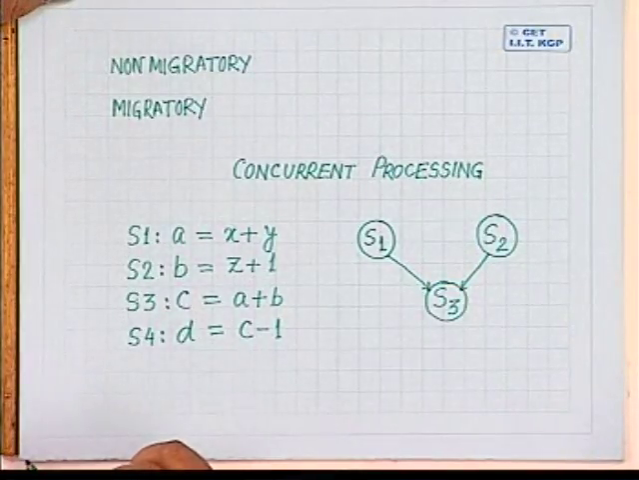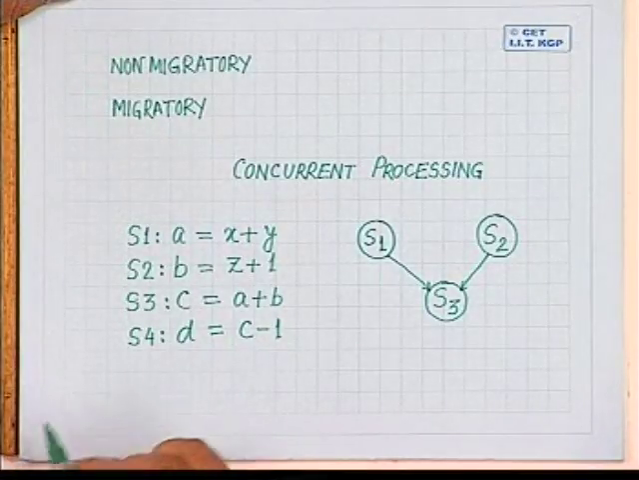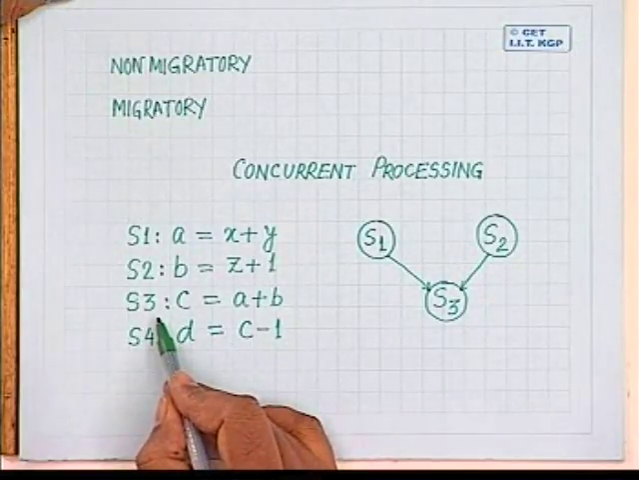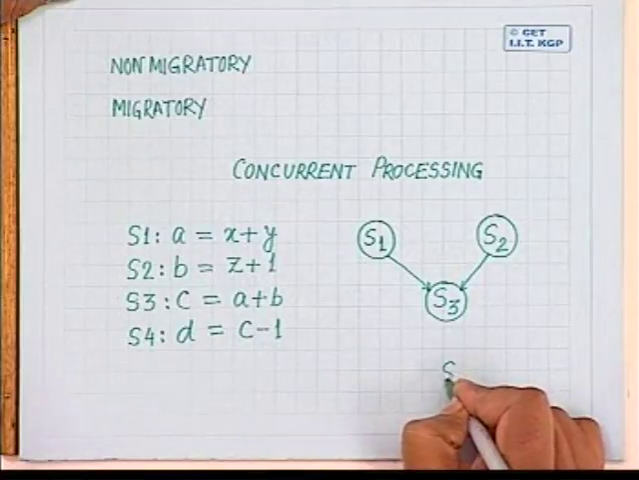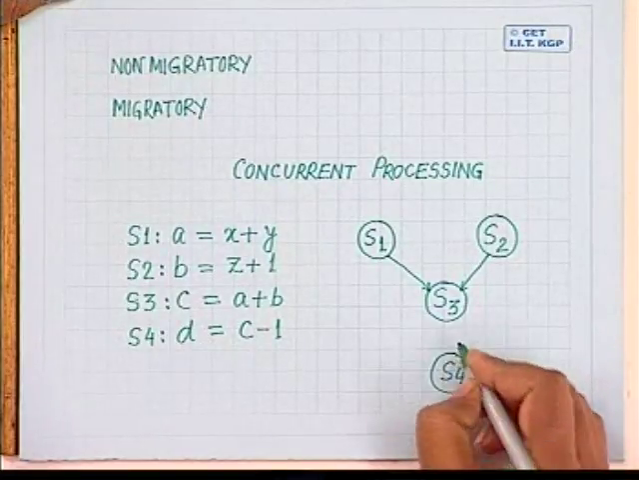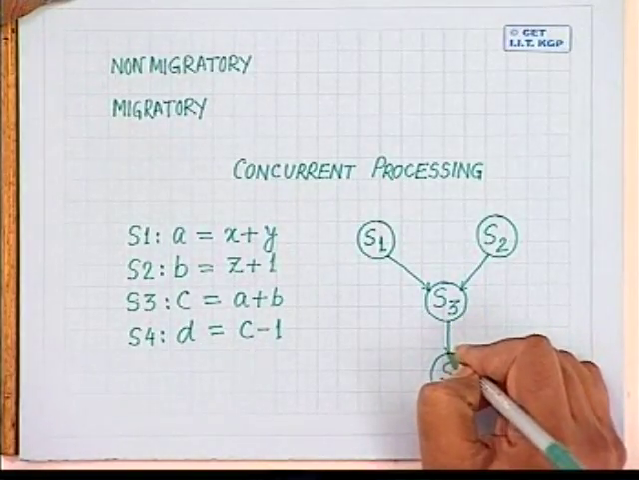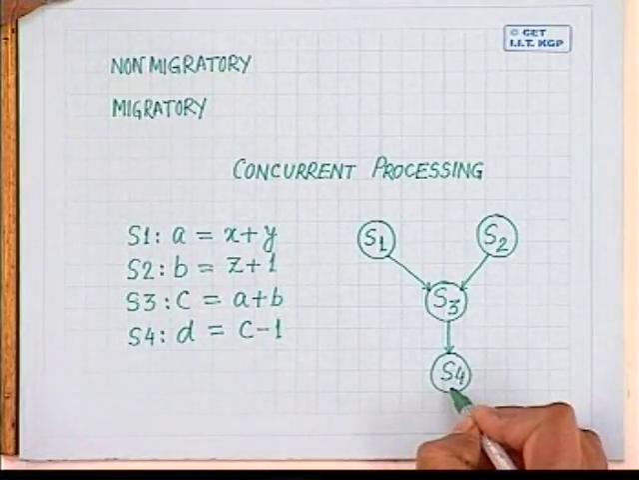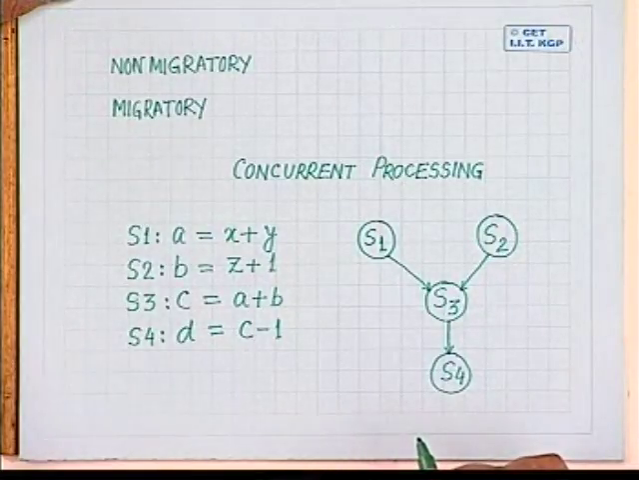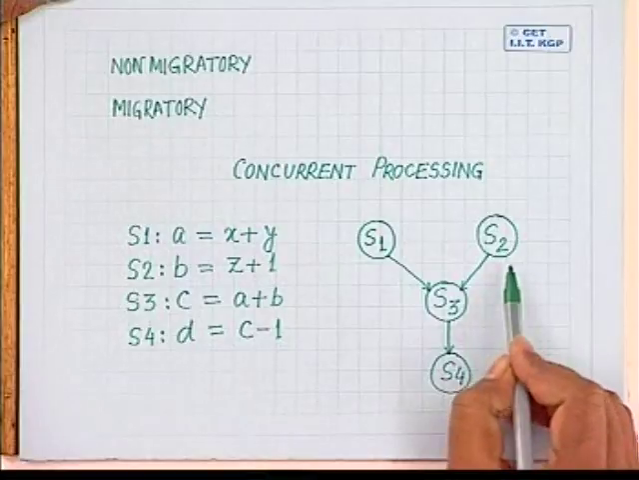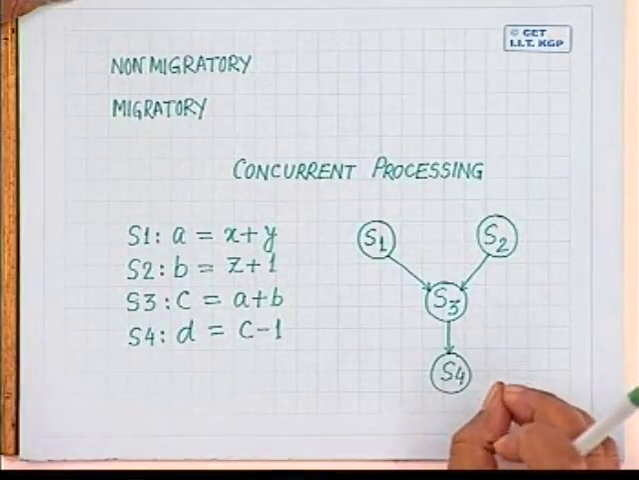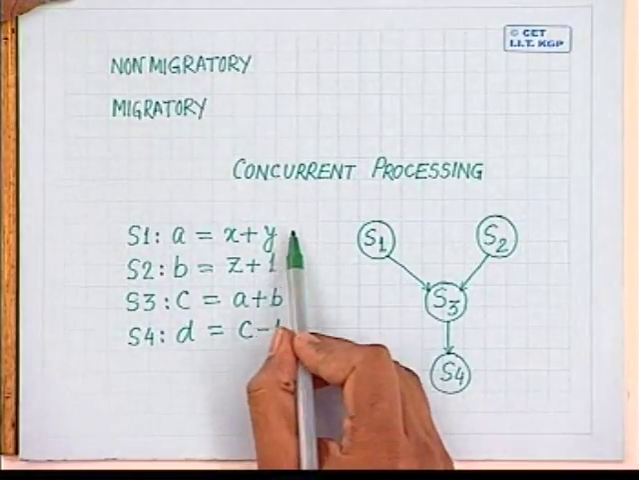So I put it in the form of a directed graph like this. Okay. Similarly, S4 has to be computed after S3 is complete. So I put S4 as another node in the graph. Okay. And I have to have a directed edge from S3 to S4, indicating that S4 can be computed only after completion of S3, not before that. Okay. So I get a graphical representation which tells me the dependency among the different statements within a program segment like this.